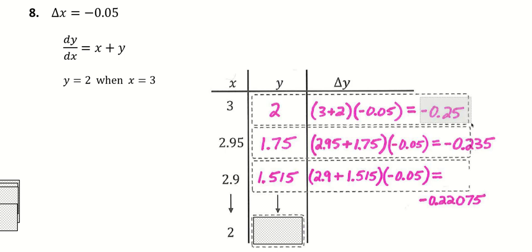But you should get negative 0.25 for that change in y, negative 0.235, and then negative 0.22075. And then on your calculator, if you plug everything in correctly, x, y, your t value is right here. Your c value is now negative 0.05, so that's what you should get.